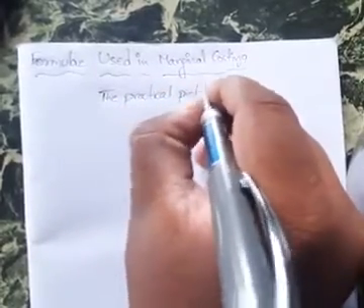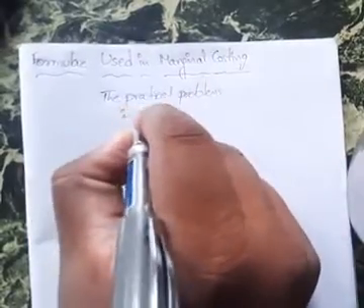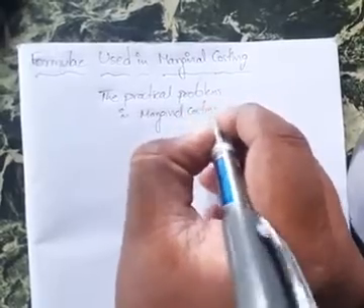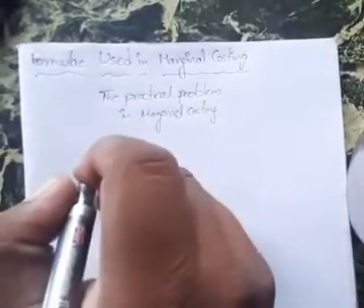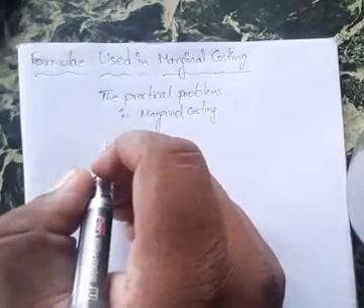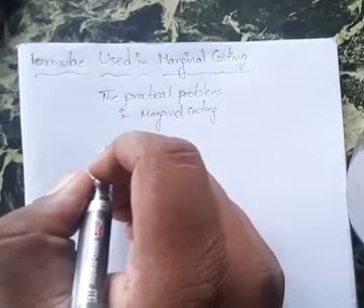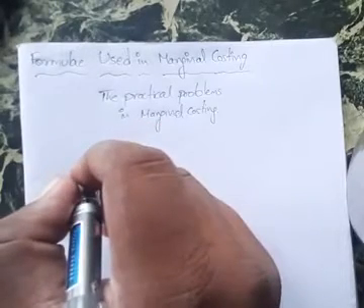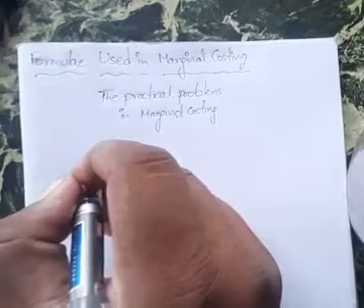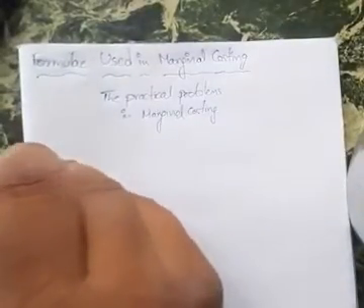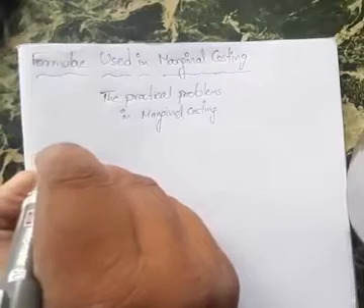Practical problems in marginal costing. So you know what marginal costing is: the cost incurred for producing one additional unit within the entire capacity. Whenever solving a marginal costing problem, first of all you have to understand the statement of profit. So the first step is to understand the statement of profit.